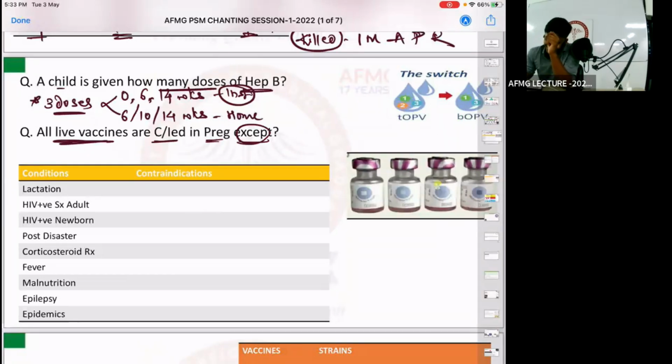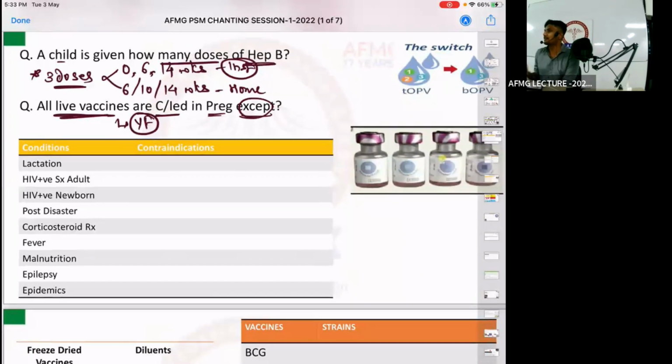So all live vaccines are contraindicated in pregnancy, except only if the female wants to travel to an endemic zone. Only if a female wants to travel to an endemic zone. No issues with this. Now, contraindications of vaccines. Which vaccines are contraindicated in these situations?